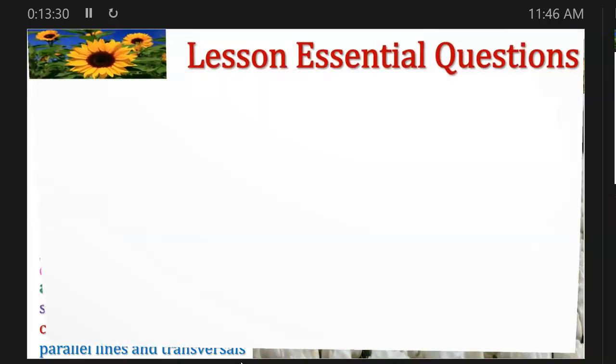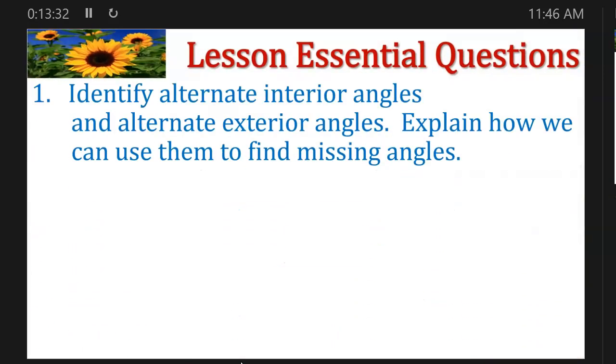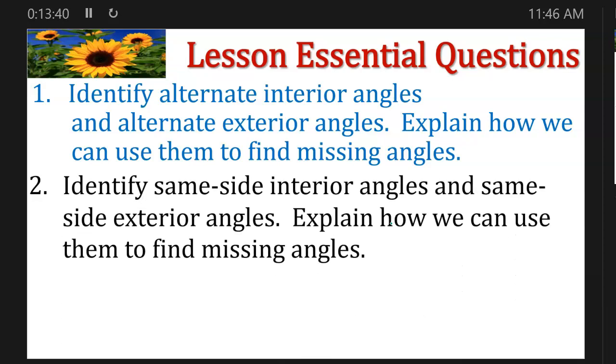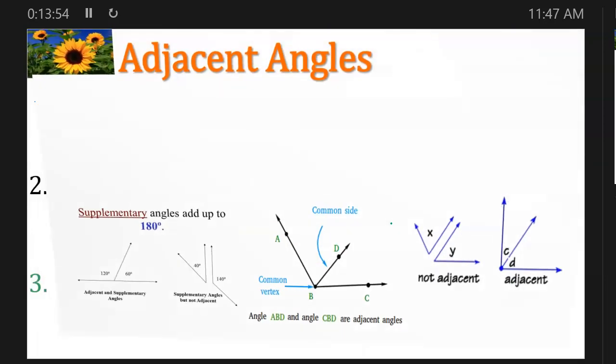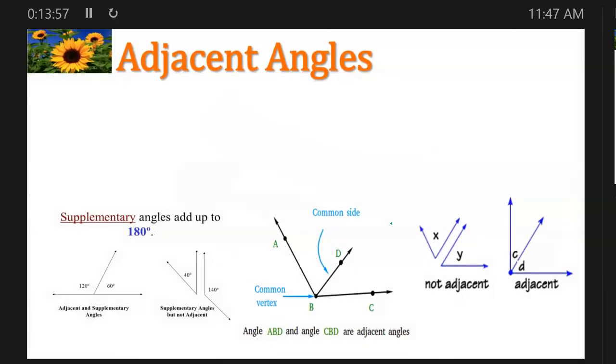All right, let's go to the essential questions. The first one is identify alternate interior angles and alternate exterior angles. Explain how we can use them to find missing angles. Identify same side interior angles and same side exterior angles. Explain how we can use them to find missing angles. And identify corresponding angles, explain how we can use them to find missing angles, okay? So again, this parallel lines and transversal is going to create a lot of different angle relationships.